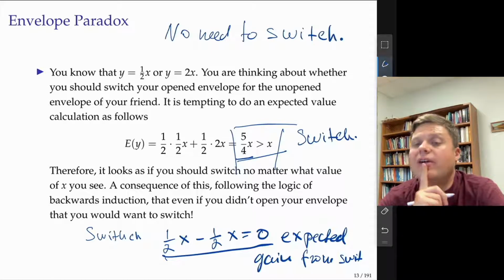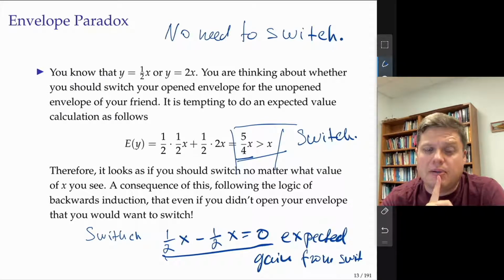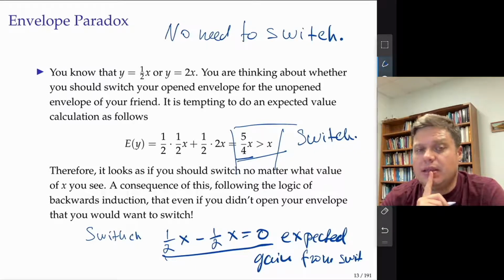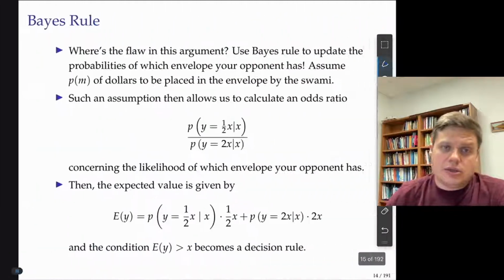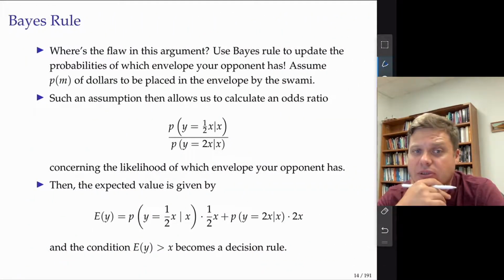However, if you have some prior knowledge about the amount of money that you think Swami placed in the envelopes, then opening your envelope and learning what was the value in your envelope can tell you something about the value in the envelope of your opponent, about the value of Y. And it basically boils down to this ratio.